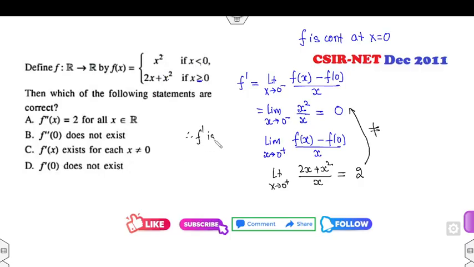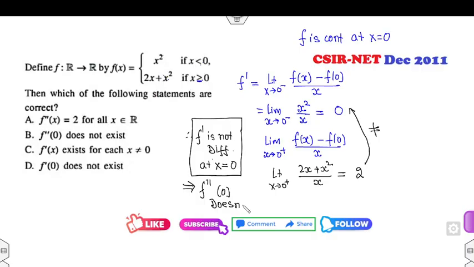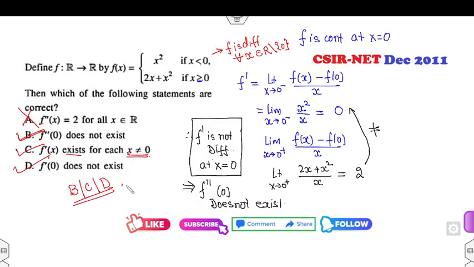That means f dash is not a differentiable function. Now also we see that at the point 0, f dash is not differentiable at x equal to 0. So if f dash is not differentiable, what does it mean? F double dash of 0 does not exist. Fine. So if f double dash does not exist, this option is correct. Second option, first option is cancelled. F dash exists for each x which is non-zero. Yes, because this function is differentiable for all x in R apart from 0. So if the function is differentiable, the derivative exists for all non-zero x. F dash 0 does not exist. Yes, it does not exist. So the right answers are B, C, D, the correct answers of this problem.